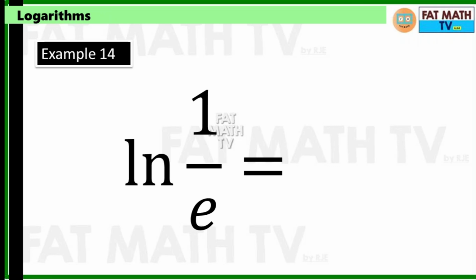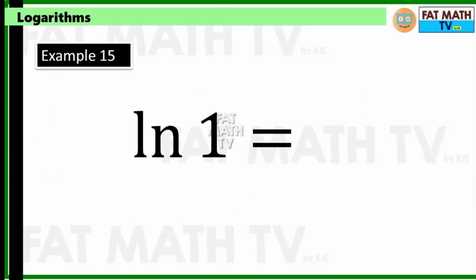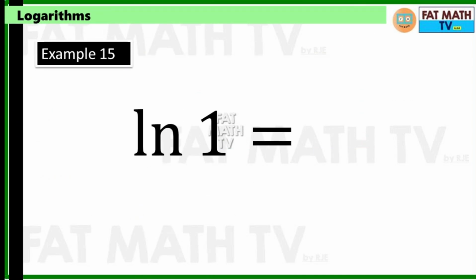Another one, number 14, ln of 1/e. 1/e is e raised to -1. So -1. Number 15, ln of 1. That is logarithm of 1 to the base e. What should be the exponent of e to get a 1? Answer is 0.